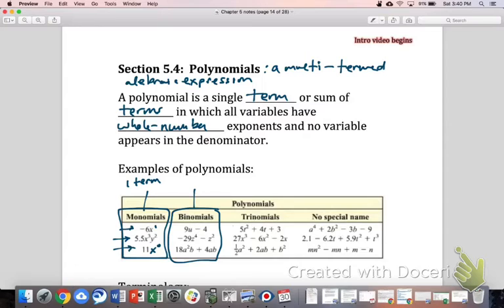A binomial is a polynomial that has two terms. And so we can see one term here, there's a second one. There's one term there, there's a second one, two terms. Please take note that with polynomials, the different terms are separated by plus signs and minus signs, and a term itself is actually held together by multiplication or perhaps division.